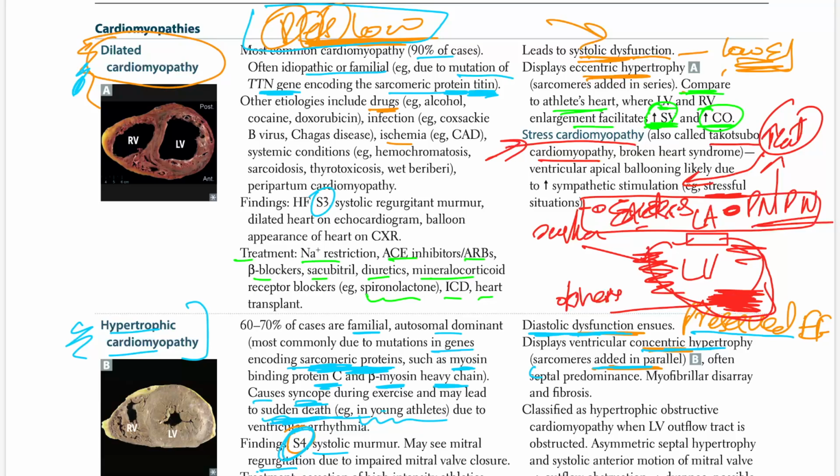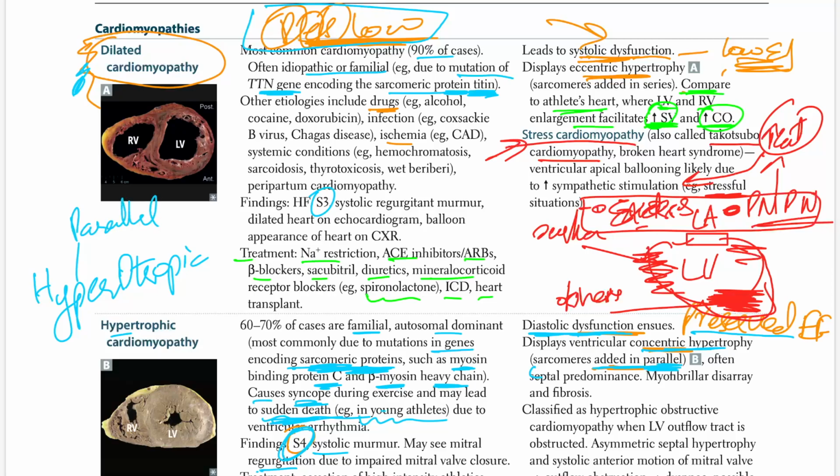One thing that I can help you with, I don't know if it's a good mnemonic or not, but you can say hypertrophic: P, D, P, C. So what are we talking about in hypertrophic? For P, we are saying parallel. So sarcomeres are added in parallel.